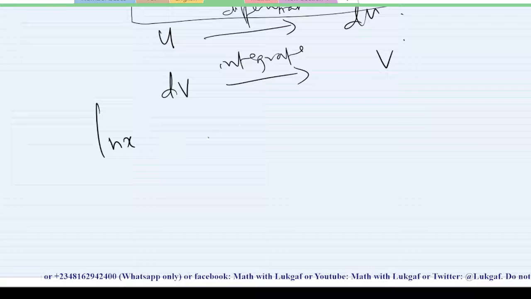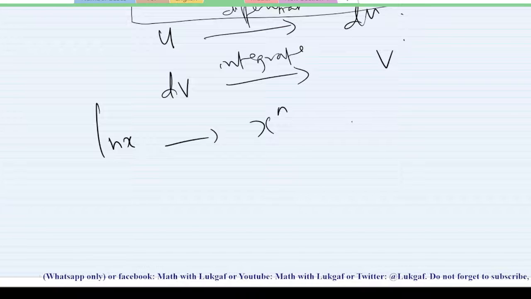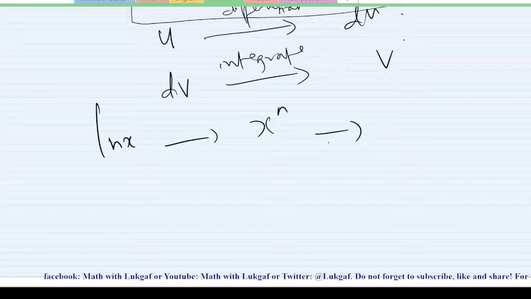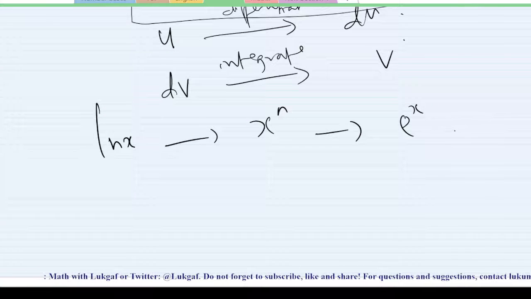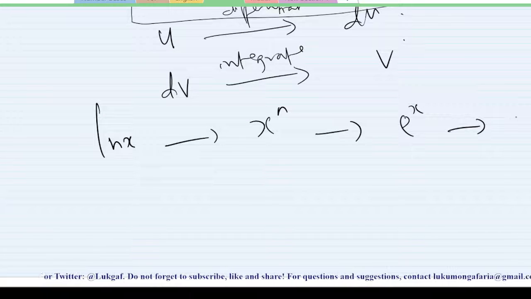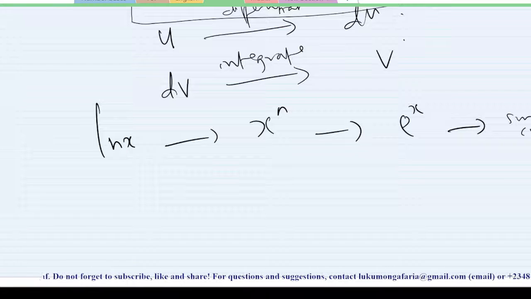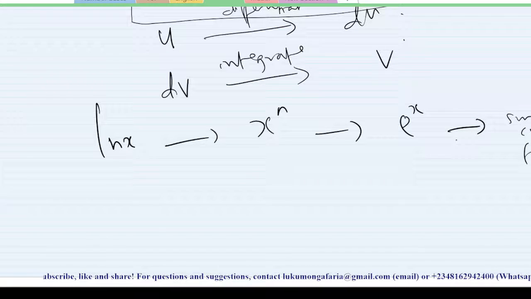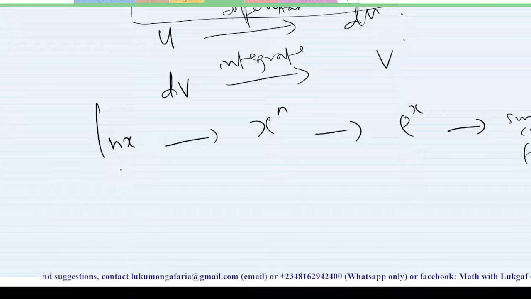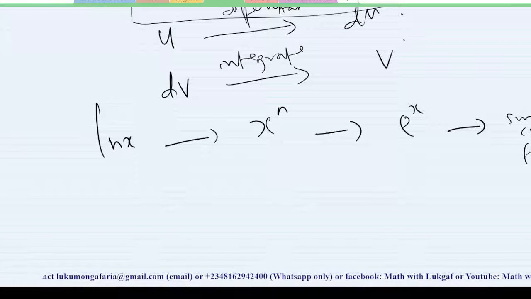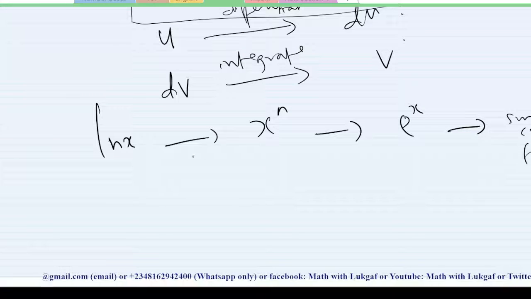If it is not there but you have x raised power something, then you are going to choose it as your u, then exponential e raised power x, then before you have your sin x, cos x, tan x, that is the trigonometric function. So okay, now let us solve that question, the one I wrote the other time, so that you see how you can do that.